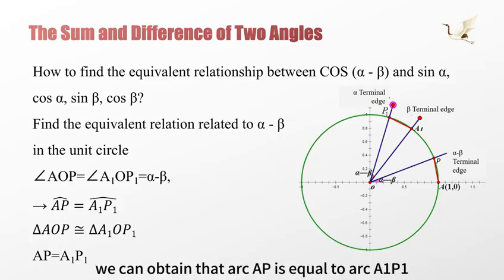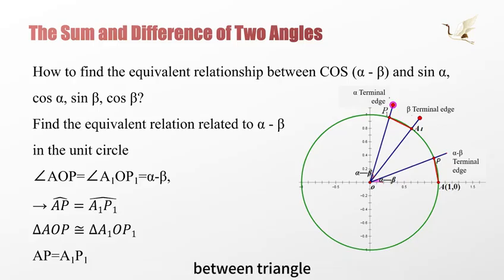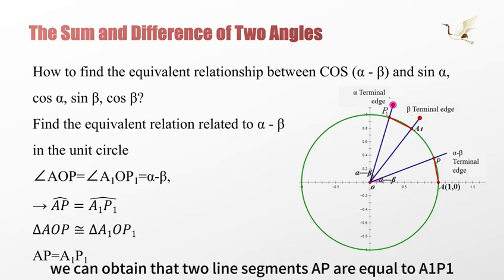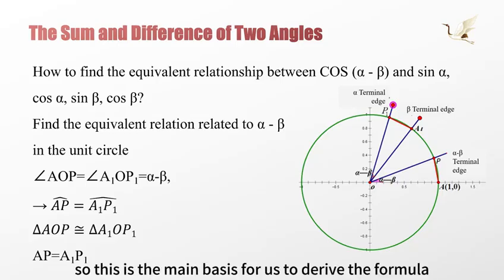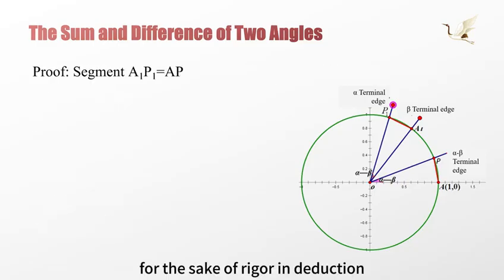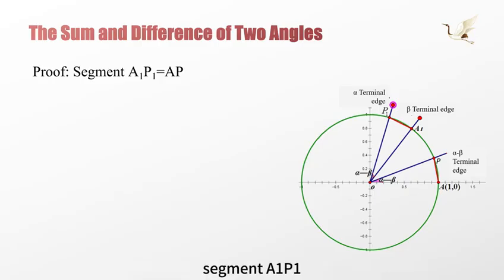For example, we can obtain that arc AP is equal to arc A1P1. Of course, we also obtain the congruent relationship between triangle AOP and triangle A1OP1. We can obtain that line segments AP and A1P1 are equal, whether from the arc or from the congruent triangles. So this is the main basis for us to derive the formula. For the sake of rigor in deduction, we now need to rigorously prove the equality of line segments A1P1 and AP. How can we prove it?